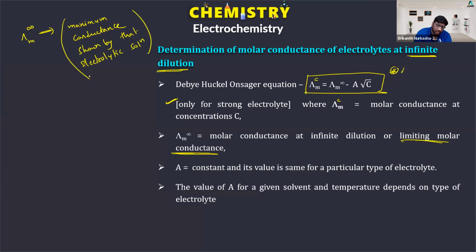Because of dilution, what is happening? The concentration is decreasing. Because of the decrease in concentration, the molar conductance is increasing. So molar conductance at infinite dilution is nothing but the limiting molar conductance. A is a constant and its value is particular for a particular type of electrolyte.